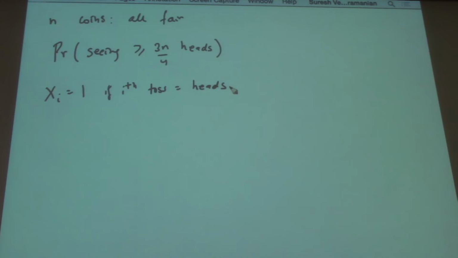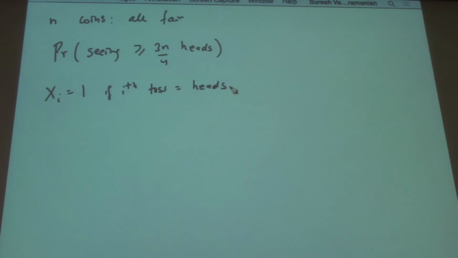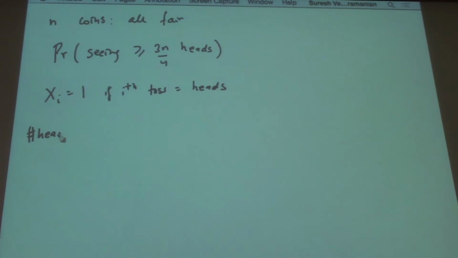So we were looking for the total number of heads. We're going to examine that quantity, right? How do we express the total number of heads in terms of this variable xi? Xi is 1 if the ith coin tosses heads. So it's a sum, right? The total number of heads is equal to the sum of the xi.